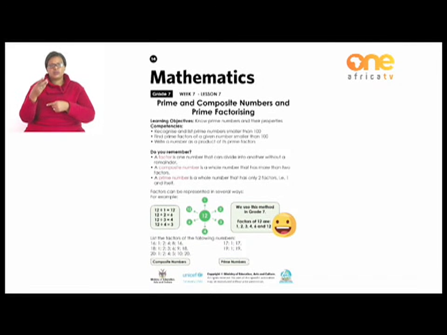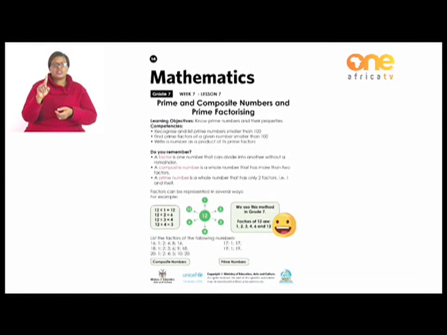List the factors of the following numbers. We have 16. The factors of 16 are 1, 2, 4, 8, and 16. 18. The factors of 18 are 1, 2, 3, 6, 9, and 18. I'll repeat that again. The factors of 18 are 1, 2, 3, 6, 9, and 18.